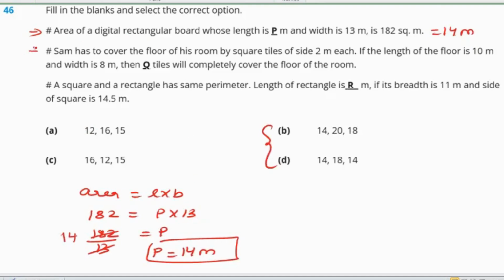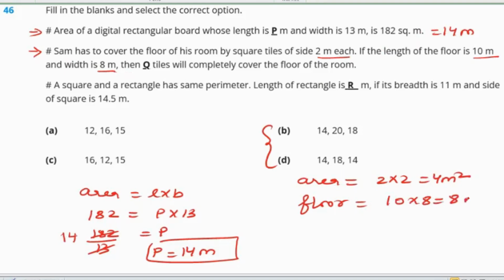Okay, so our answer should be either B or D. Now Sam has to cover the floor of his room with square tiles of side 2 meters each. So what is the area of the square tiles? Area of a square tile will be 2 times 2, which is 4. And the floor is 10 times 8, so the area of the floor has to be 10 times 8, which is 80 square meters.